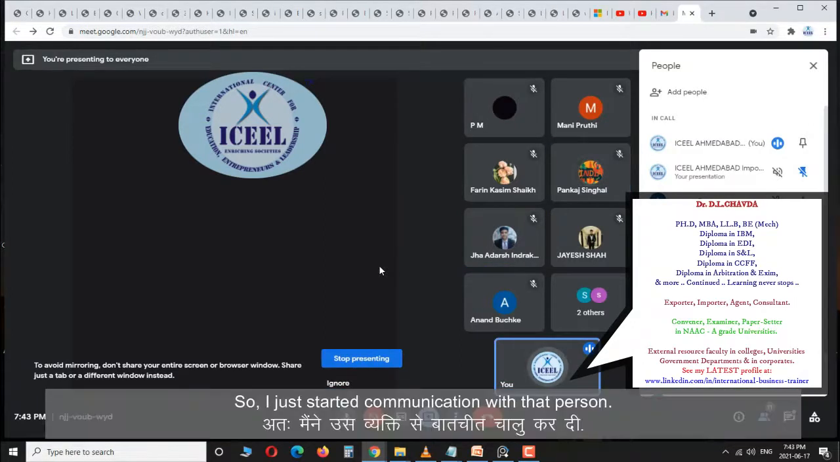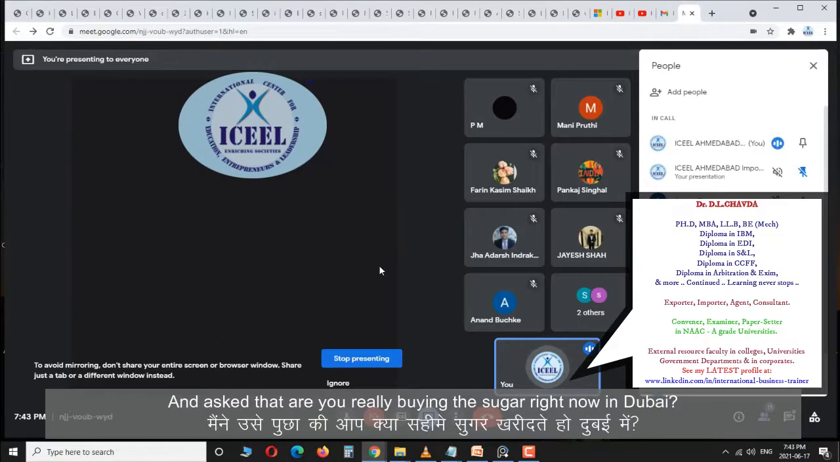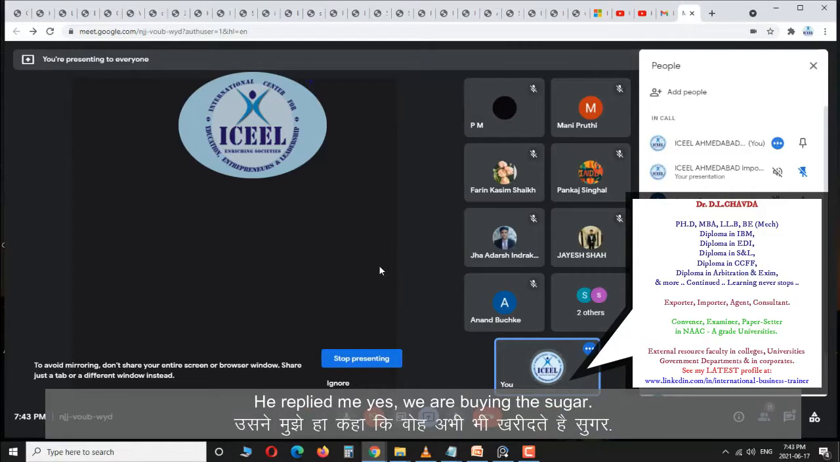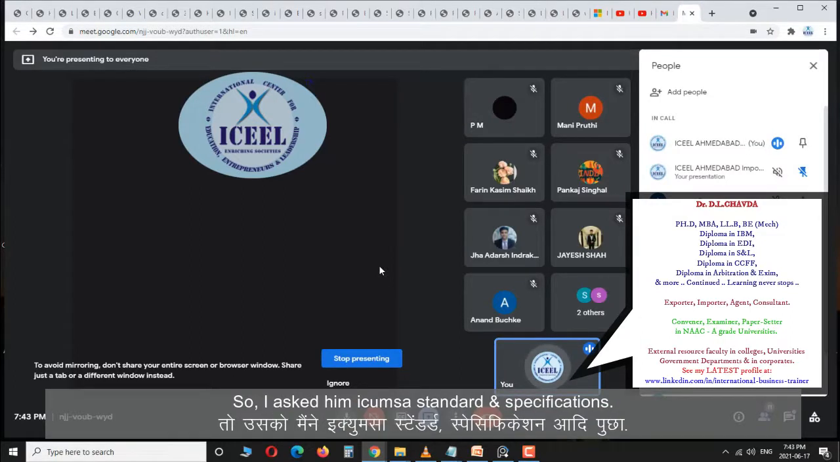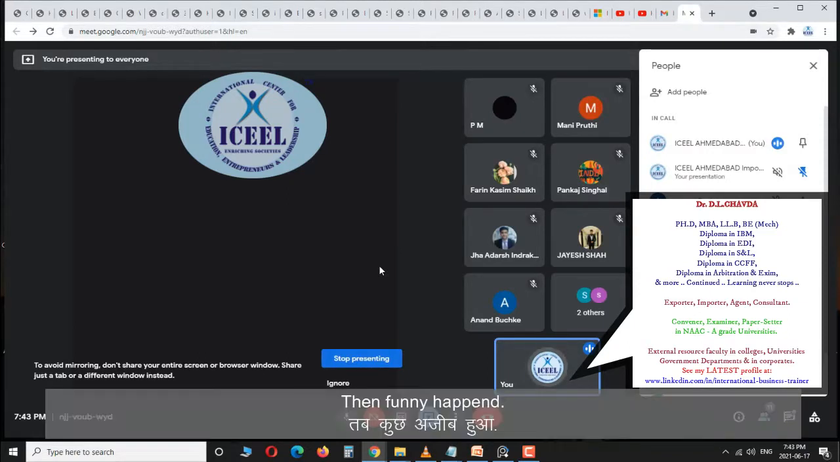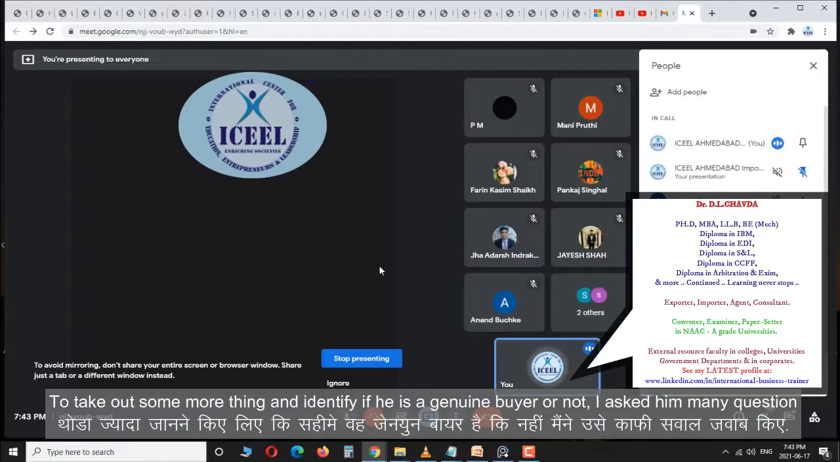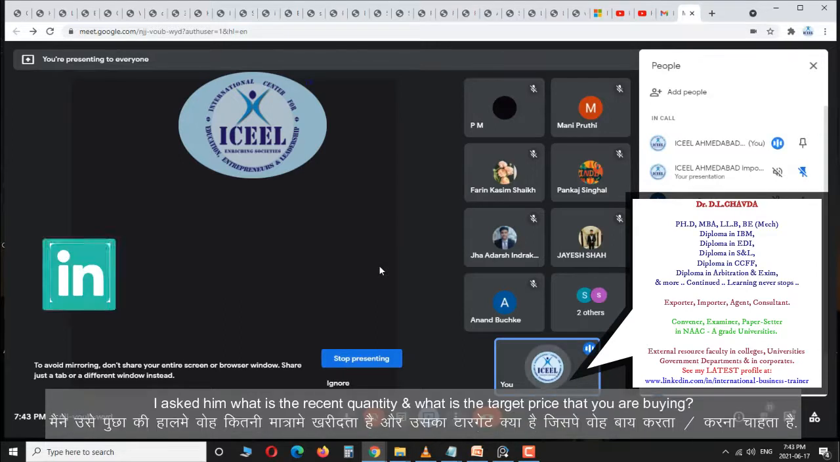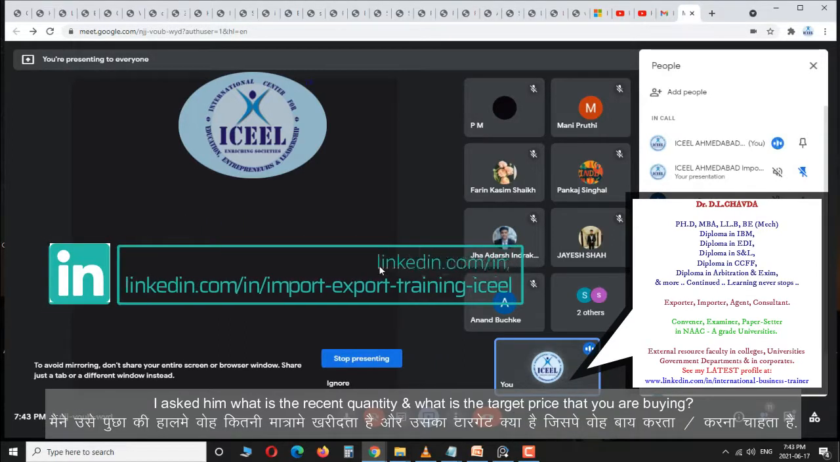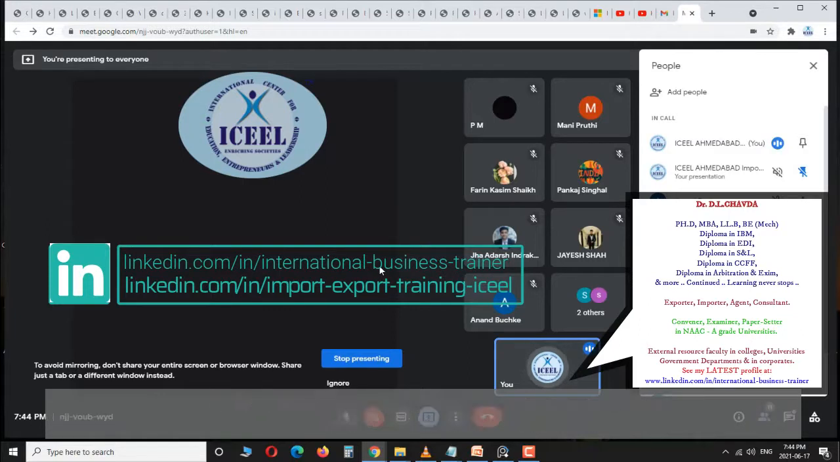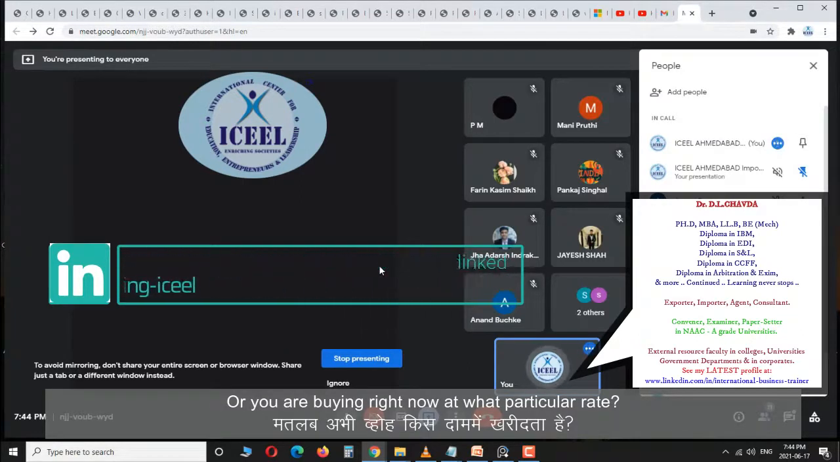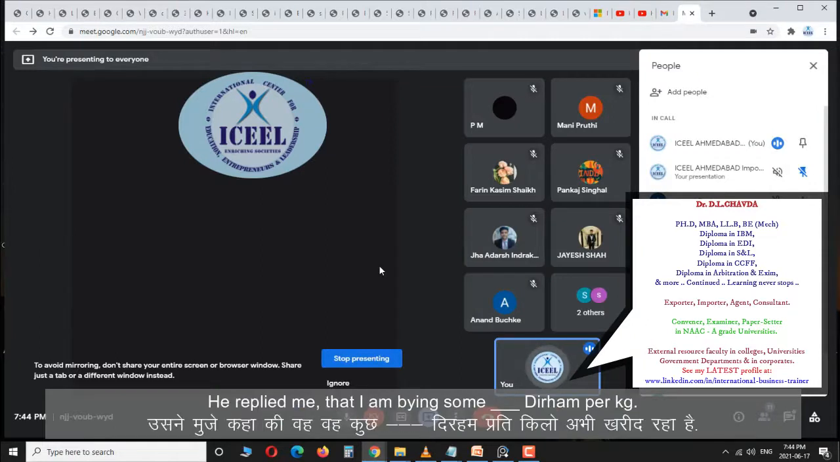So I started a communication with that person and asked whether they were really buying sugar right now in Dubai. They said, yes, we are buying the sugar. So I asked for the EQMSA standard and specification and all these things. To identify whether he was a genuine buyer or not, I kept on asking many questions. I asked what quantity he was recently buying, and what his target price was, or at what rate he was buying right now. I was surprised by the answer. He replied that he was buying at this much dirham per kg.